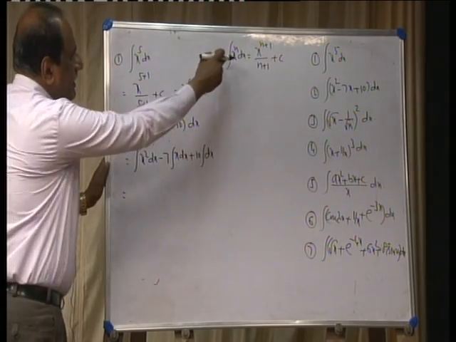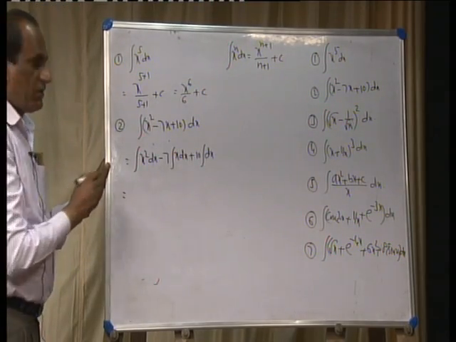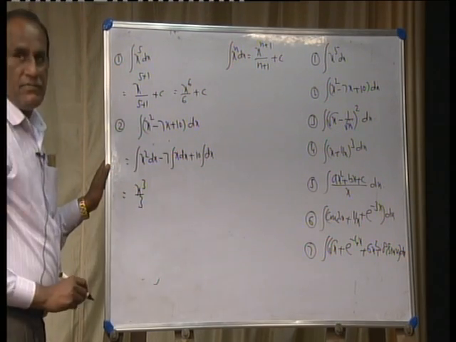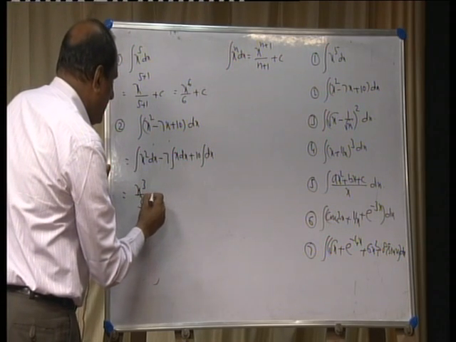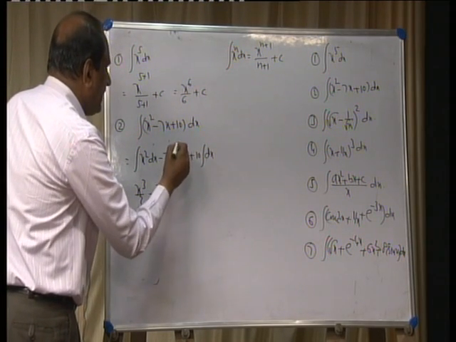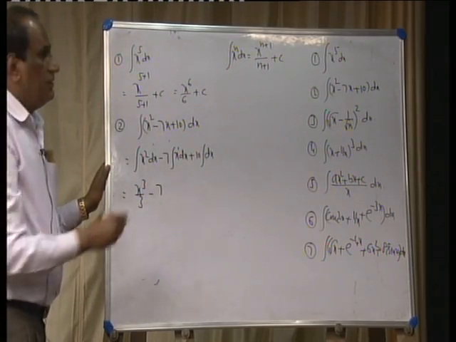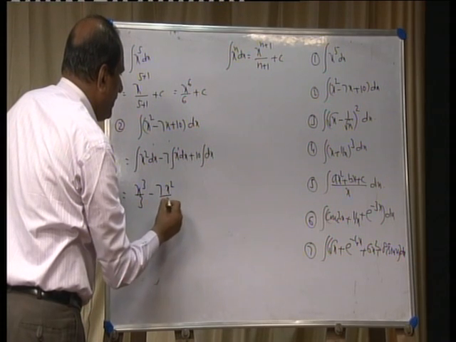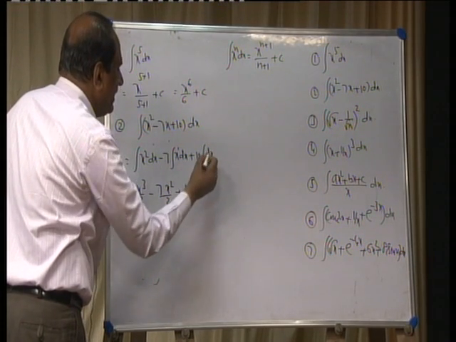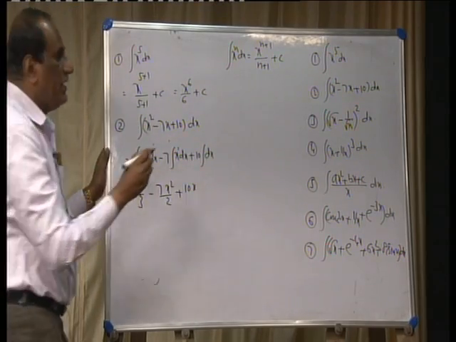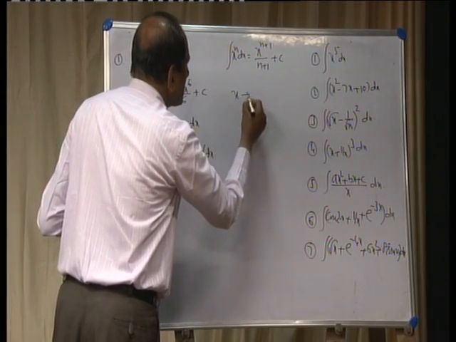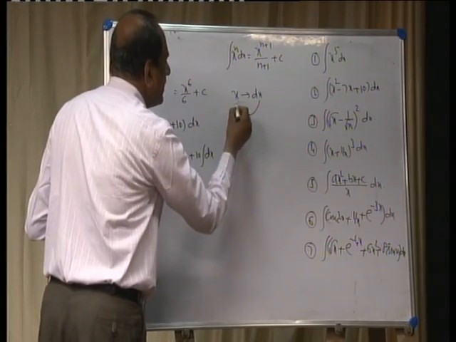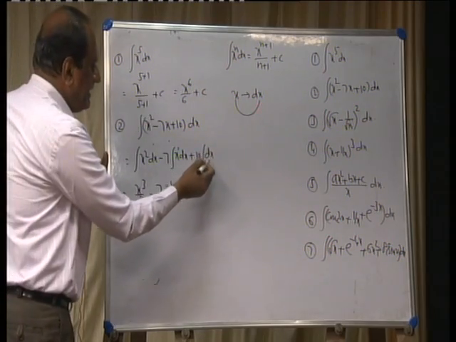Use the formula for x power n to integrate x square. Integration of x square is x cube by 3. Minus 7 into the integration of x, where the power of x is 1. So, put n is equal to 1, we get x square by 1 plus 1, that is 2. Plus 10 into dx integration is x. See here, if you differentiate x, we get dx. Therefore, dx integration is x.